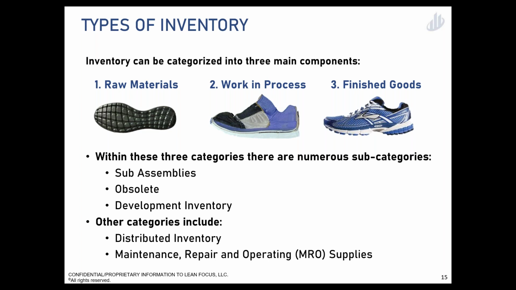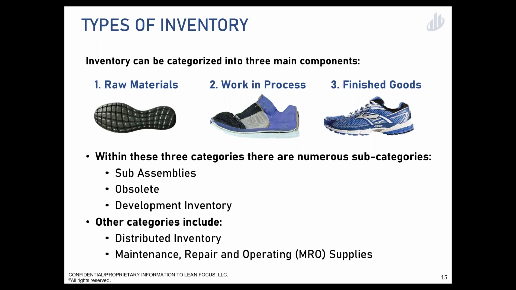But for the sake of what we're discussing today, I've got raw material that comes in. I then do something to it. It becomes work in process. So I bought a sole of a shoe. I did some sewing, and I now have a shoe that's partly completed, and eventually I finish it, and my shoe's ready to ship. So there are a bunch of subcategories in this.